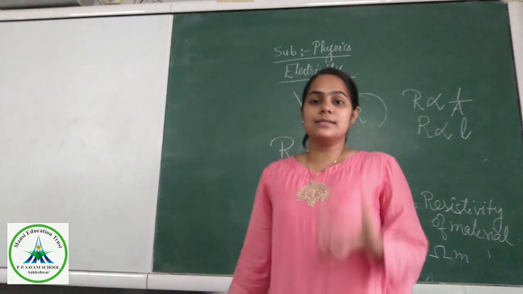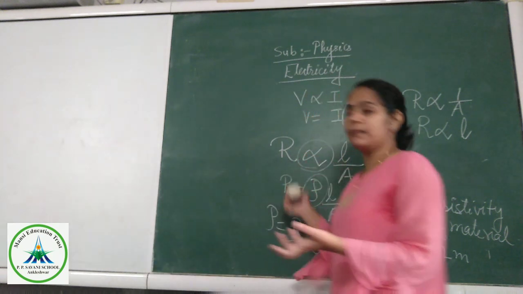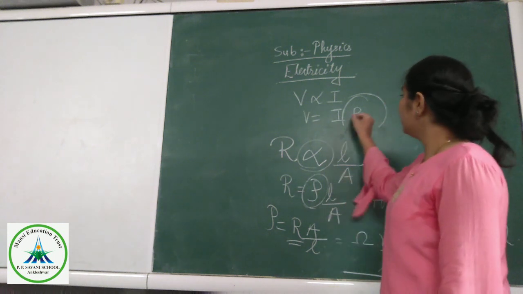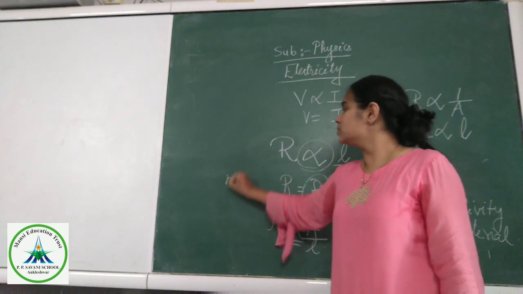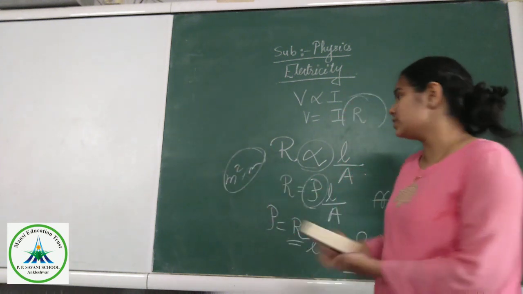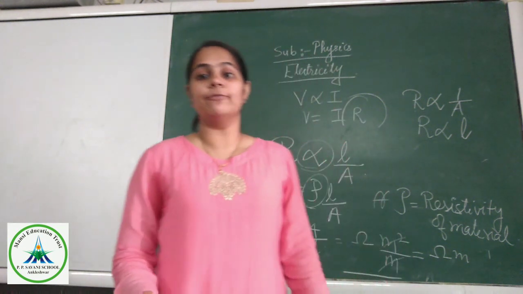Resistivity is the resistance provided by the cubic unit of any material. The cubic unit has area and length, area in meter squared and length in meter. So the resistance provided by a cubic meter section is known as resistivity.